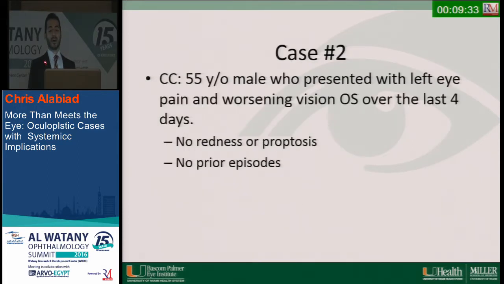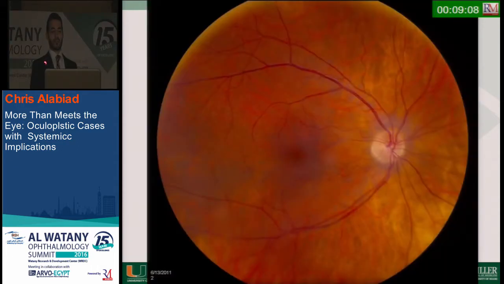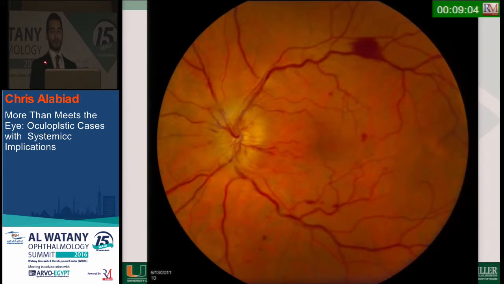Case number 2 is a 55-year-old male who presented with left eye pain and worsening vision on the left eye for the last 4 days. He denied redness or proptosis and had no prior episodes of ophthalmic issues. His vision on the right eye was 4/200 with no improvement on pinhole, and his intraocular pressures were normal. He had an afferent pupillary defect in the left eye, and his ocular adnexa was normal without proptosis or ptosis or enophthalmos. Here's a fundus photo of his right eye and a fundus photo of his left eye.